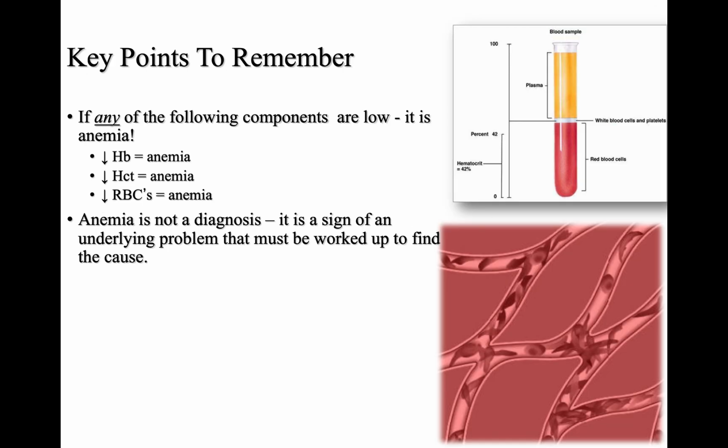Key points to remember with anemia: if any of the components are low, we have anemia. They don't all have to be low, but if one of these components is low, we have anemia. So if decreased hemoglobin, that's HB. Diminished hematocrit, which is the percentage of red blood cells in an area, we have anemia. And if we have diminished red blood cells, usually through a hemorrhage or a bleed, we have anemia. It's not a diagnosis, it's a sign of an underlying problem. And that's why we have to be able to decipher what we're looking at in a CBC. And it must be worked up to find out what the cause is.